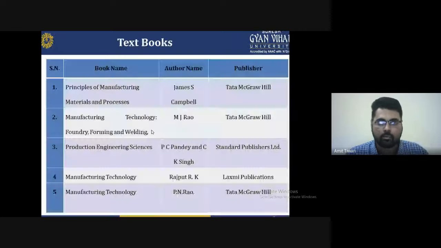At the end of the lecture, I am also recommending some books for understanding the metal forming chapter. The first is Principles of Manufacturing Materials and Processes by James S. Campbell, Tata McGraw-Hill publisher. Manufacturing Technology: Foundry, Forming, Welding by P.N. Rao, Tata McGraw-Hill publisher. Production Engineering Science by P.C. Pandey and C.K. Singh from Standard publisher. Fourth, Manufacturing Technology by R.K. Rajput from Laxmi Publications. And Manufacturing Technology by P.N. Rao from Tata McGraw-Hill publication.